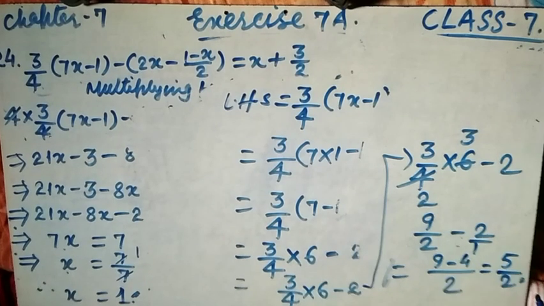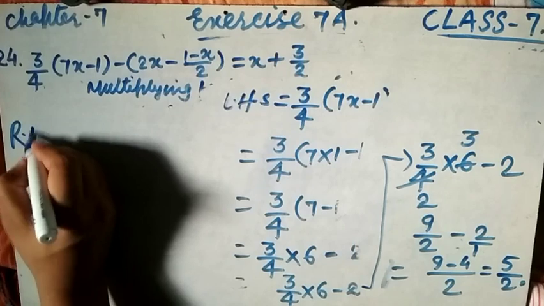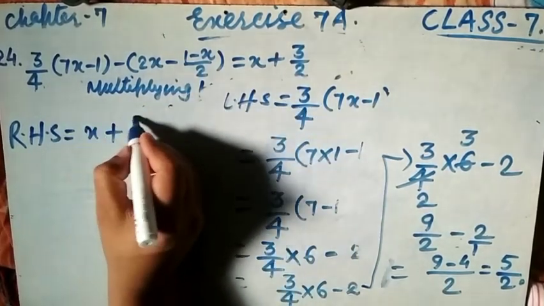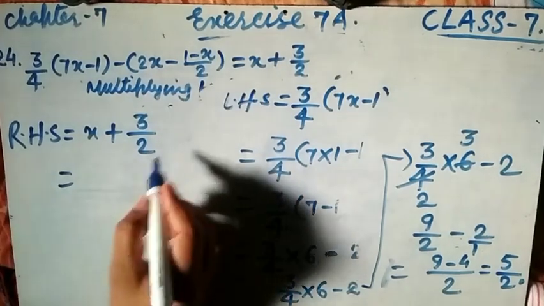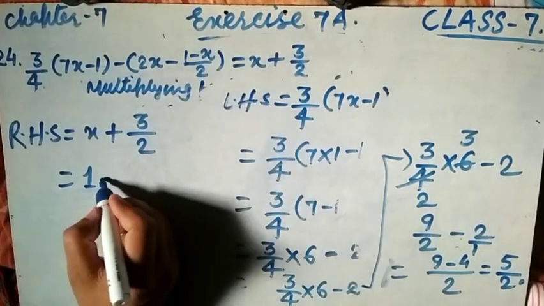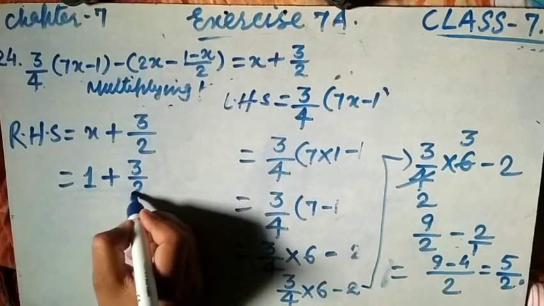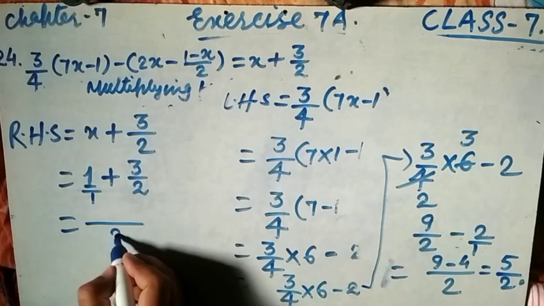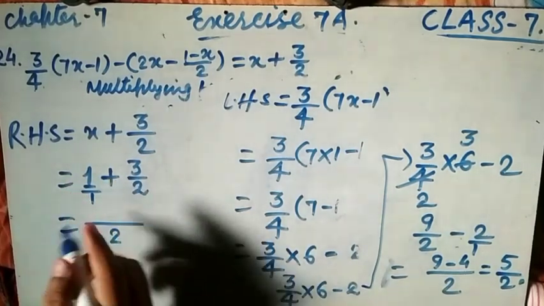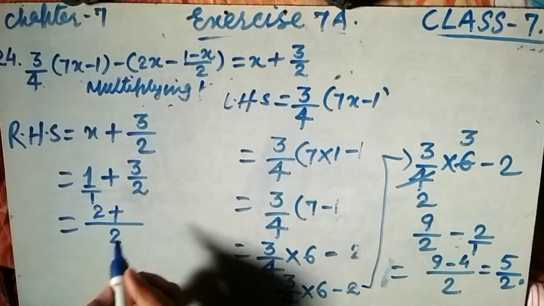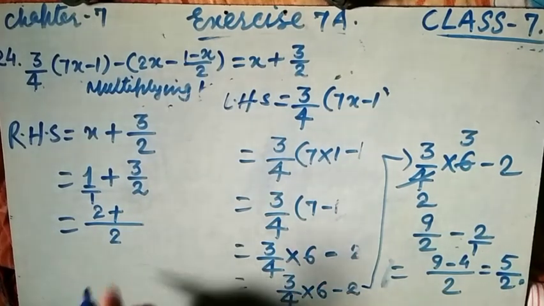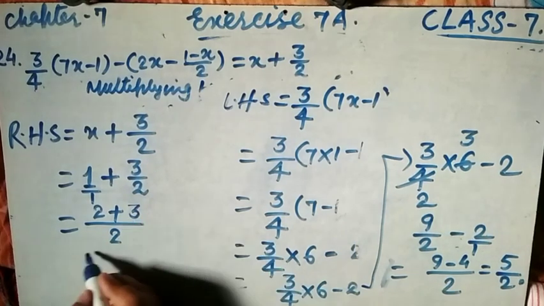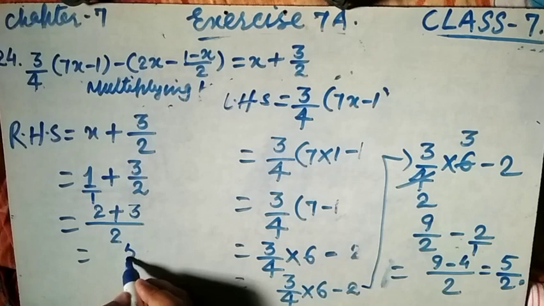Now let me find the value of the right hand side. First of all, write the RHS: x plus 3 by 2. Now the value of x is 1, yes, we have already found it. So 1 plus 3 by 2. Now solve this. 1 is here, so take the LCM of 1 and 2, which is 2. 2 is divided by 1, 2 multiplied by 1, 2 1s are 2. Here is the plus. This 2 is divided by this 2, 1 multiplied by the 3, 1 3 is 3. So this is 3 plus 5 by 2.